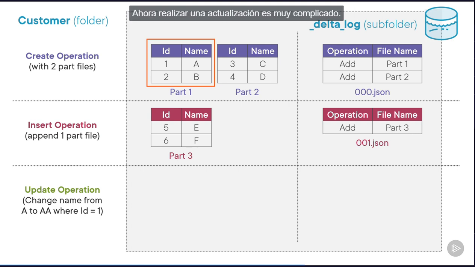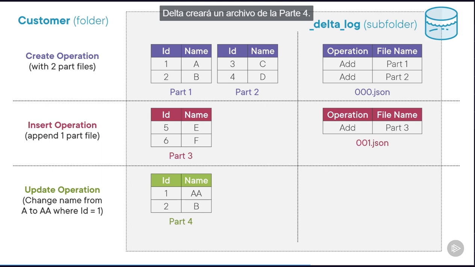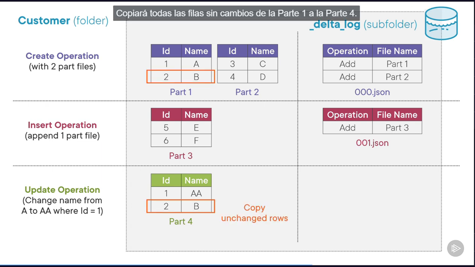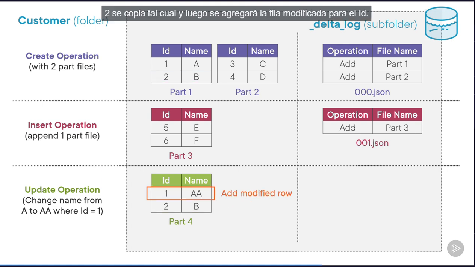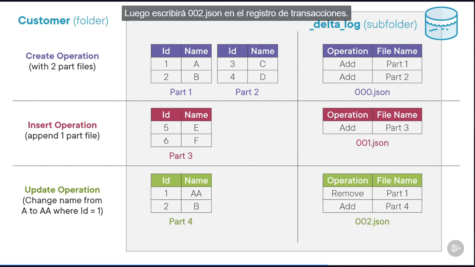Now performing an update is very tricky. So what will happen here? Delta will create a part 4 file. It will copy all the unchanged rows from part 1 to part 4. This means record for ID 2 is copied as it is. And then it will add the modified row for ID 1. Sounds good? It will then write 2.json in transaction log.